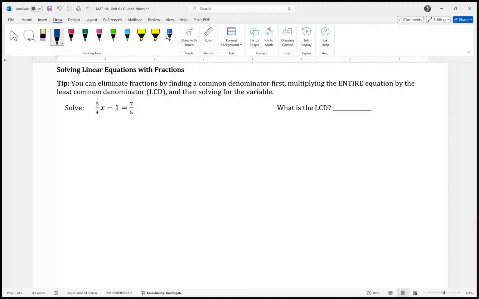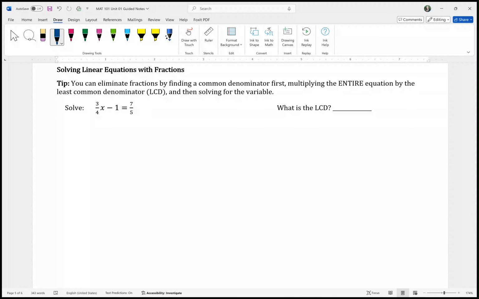This video is to solve linear equations with those dreaded fractions. You know, we love those so much. But the truth is, math people don't really love it either. So we figure out ways to get around it. And so we have a problem today, 3/4 x minus 1 equals 7/5.